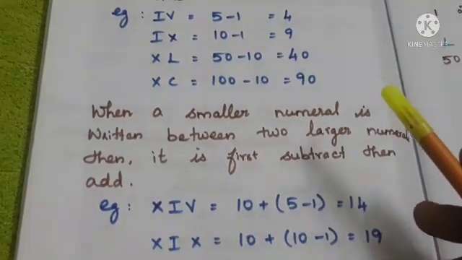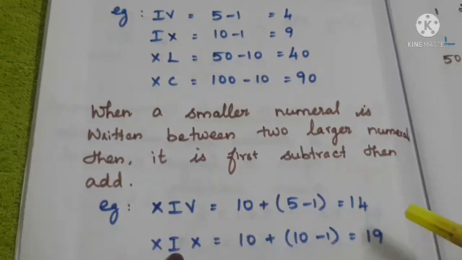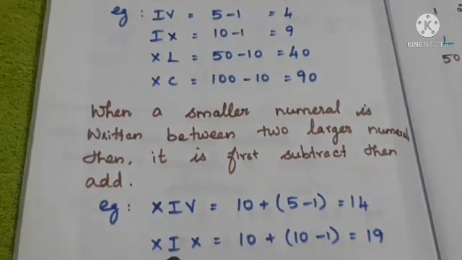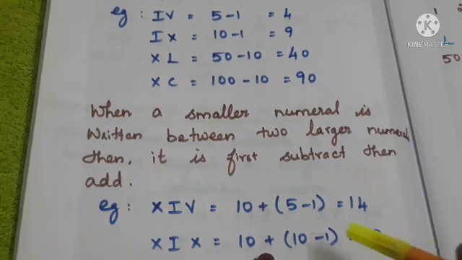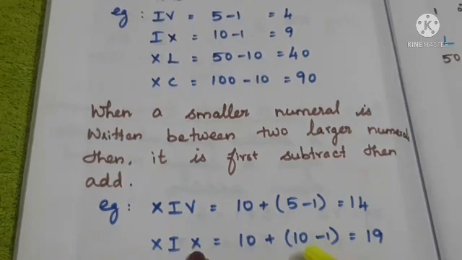Likewise, look at the next one. Here I is the smallest Roman numeral. On both sides we have X, isn't it? X means 10. Both sides we have 10, so both are larger numerals. So first what do we have to do? First subtract, only on the left side. We write the values as they are: X means 10, plus, then inside the bracket for subtraction write the X value 10 minus 1, I for 1.